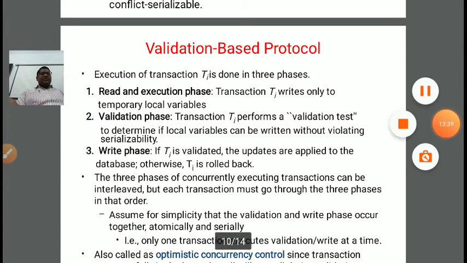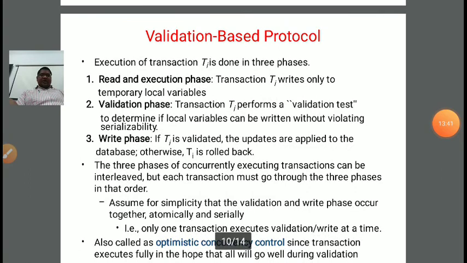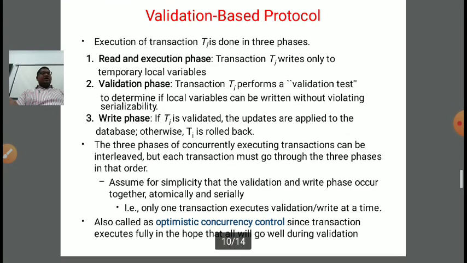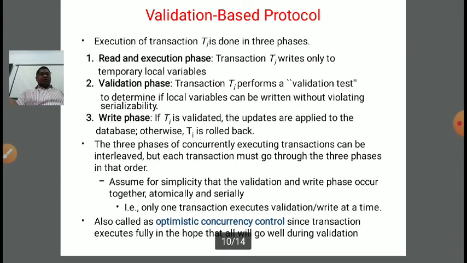Next comes the validation based protocol. In the validation based protocol, there is a read and execution phase where transaction Ti writes only to temporary local variables. Next is the validation phase where we do the validation test to determine if local variables can be written without violating serializability. And the last is the write phase. Once the transaction is validated, the updates are applied to the database, otherwise the transaction will be rolled back. So these three steps are there.